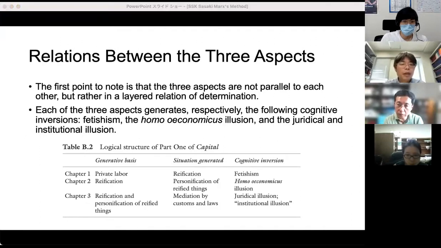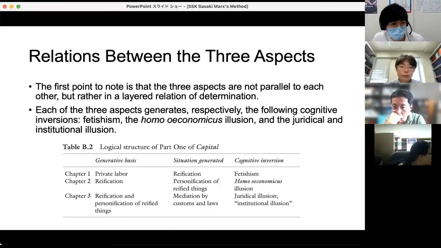Second, each of the three aspects generates the following cognitive inversion: fetishism, the homo economicus illusion, and juridical and institutional illusion. Please see table B.2, logical structure of part 1 of chapter.